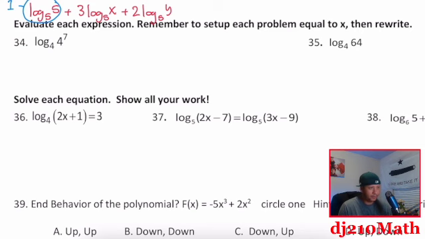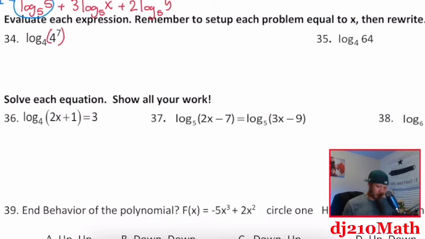Okay, 34. Evaluate each expression. So set the problem equal to x and then you rewrite it. Understand that this is the argument, and this is equal to x. There's a couple different ways of doing this. I guess the most practical way: 4 raised to the x power is equal to 4 to the 7th power. This is why we say when the bases match, the exponents must match. x is equal to 7.